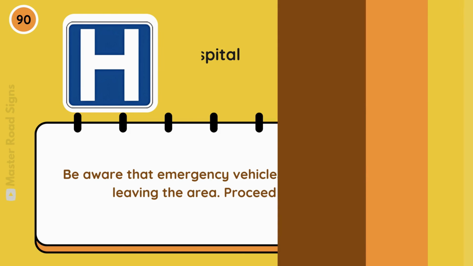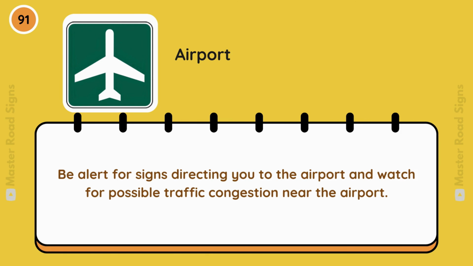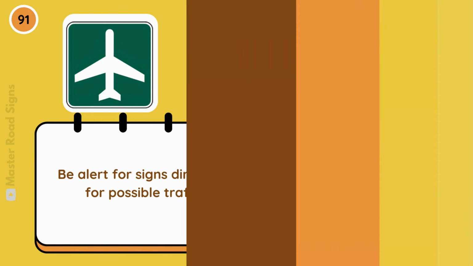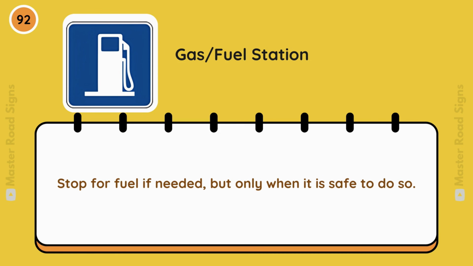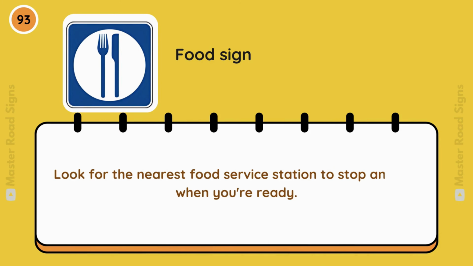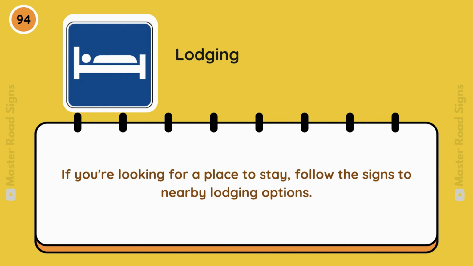Proceed with caution. Airport sign. Drivers should be alert for signs directing them to the airport and watch for possible traffic congestion near the airport. Gas fuel station sign. Drivers should stop for fuel if needed, but only when it is safe to do so. Food sign. Drivers should look for the nearest food service station to stop and eat when they are ready. Lodging sign. Drivers should look for a place to stay by following the signs to nearby lodging options.